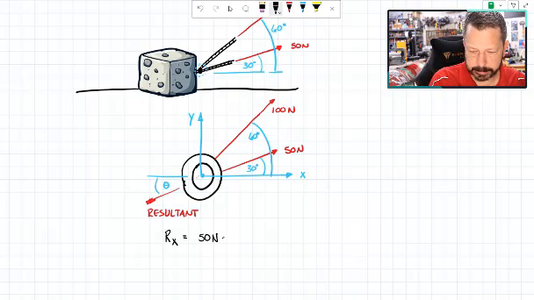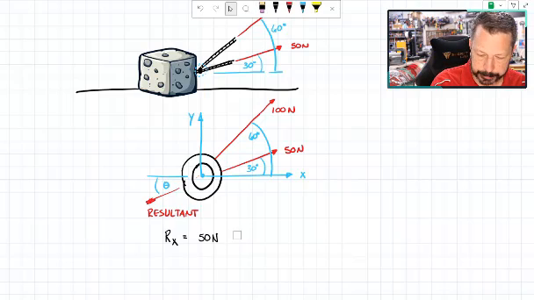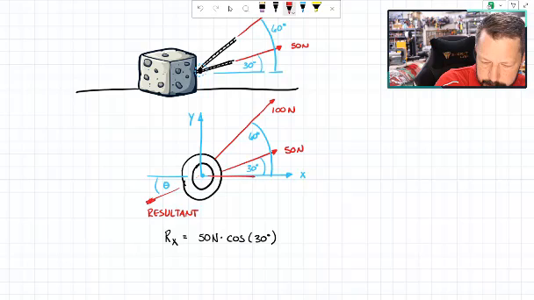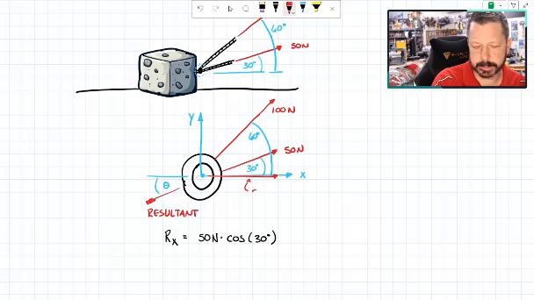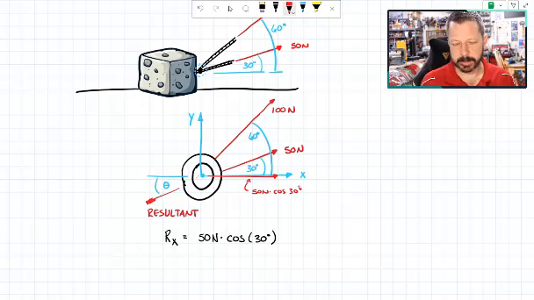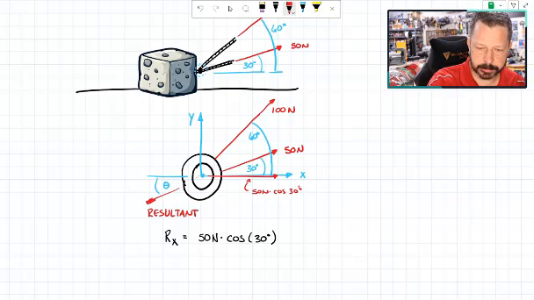In this case, the 50 Newton X component is 50 newtons times cosine of 30 degrees. So basically that's creating that vector right there. So that guy is 50 newtons times cosine of 30 degrees. And then the 100 newtons also pointing to the right, so it's plus. They're both going in my positive X direction.